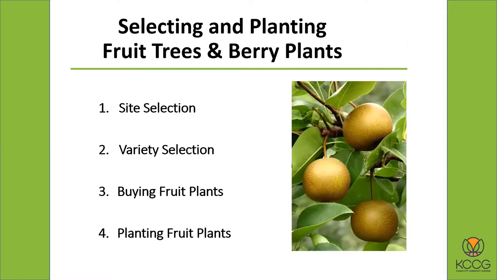So first off, with any vegetable or fruit plant, it's very important to look at the site. And we'll go over what that means. We will go over what the varieties mean and how we go about selecting our varieties here at Kansas City Community Gardens and the Giving Grove. We'll talk about buying fruit plants and we'll talk a little bit about the planting, but we're really not getting into that too much. We will be having workshops on fruit tree maintenance and pruning in the next few weeks.